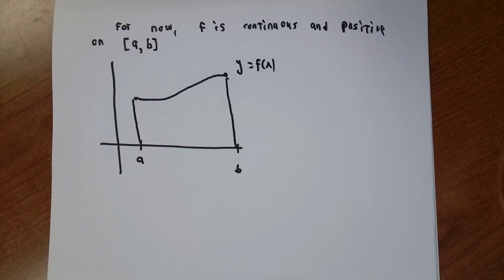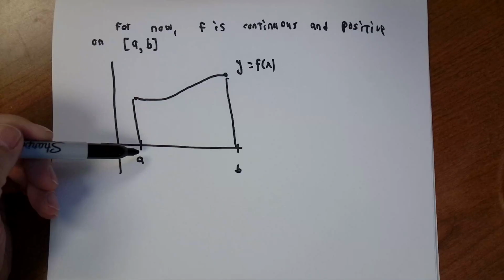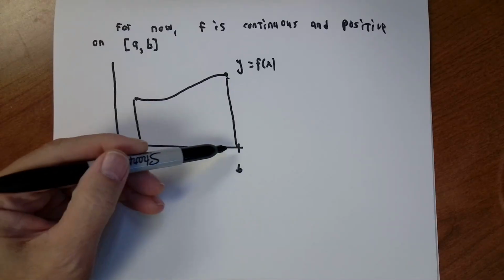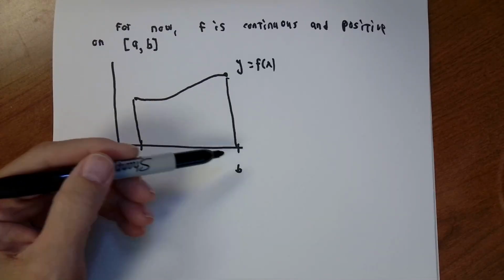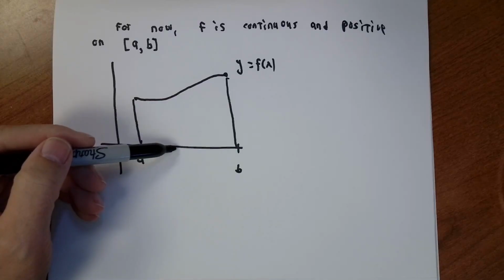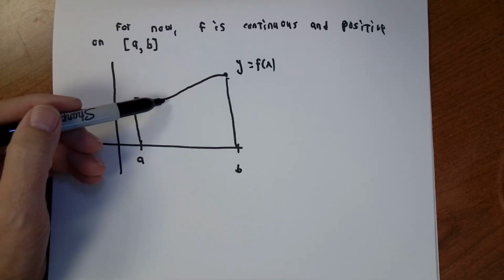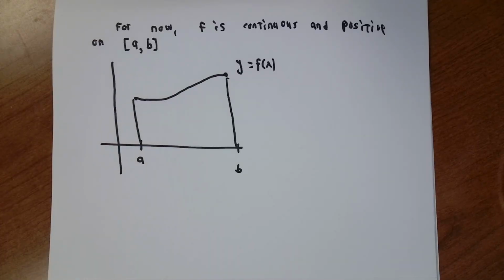The first integration problem that we looked at was this. Calculate the area starting at x equal a, ending at x equal b, above the x-axis, but under the curve y equal f of x. The machinery that we used to do this is kind of involved.